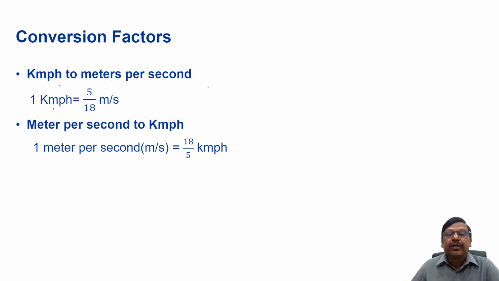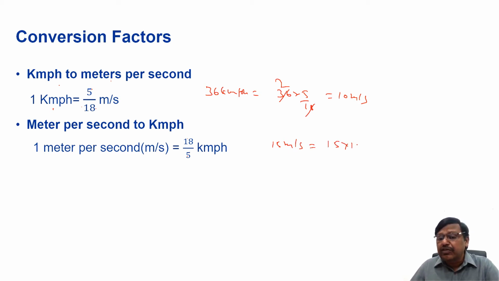Suppose I have 36 kilometers per hour, how many meters per second? 36 into 5 by 18, 18 twos, 2 fives, 10 meters per second. Suppose I have 15 meters per second, how many kilometers per hour? 15 into 18 by 5, 5 threes, 18 threes, 54 kilometers per hour.